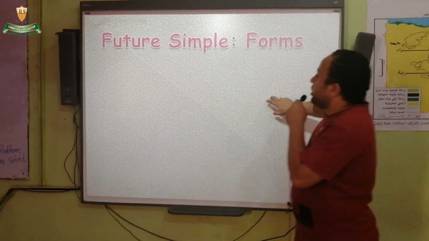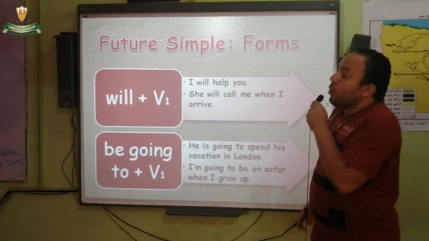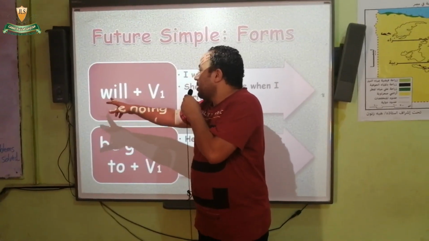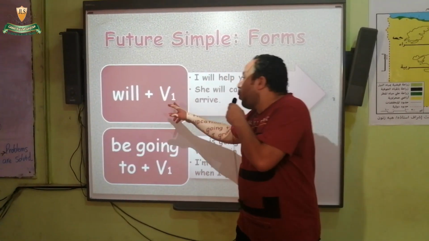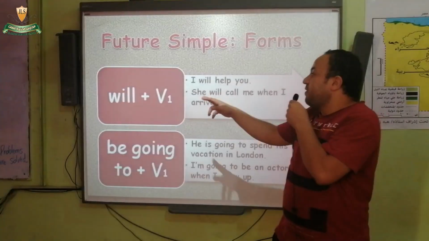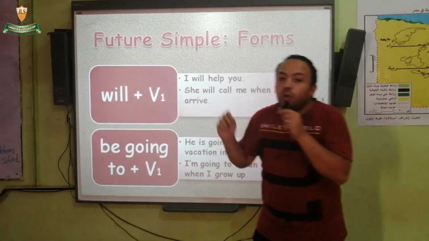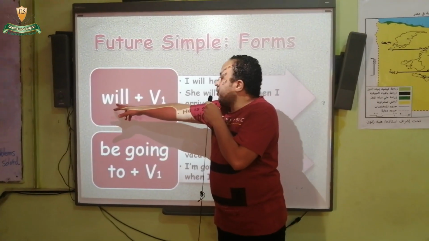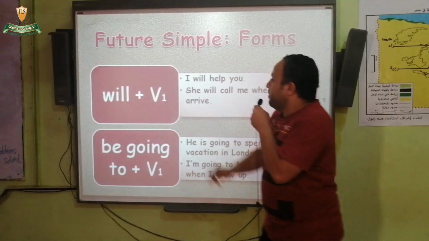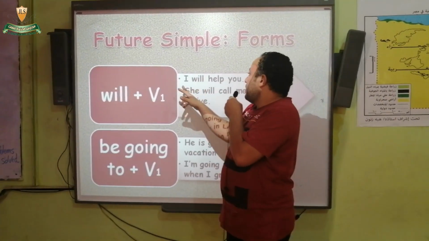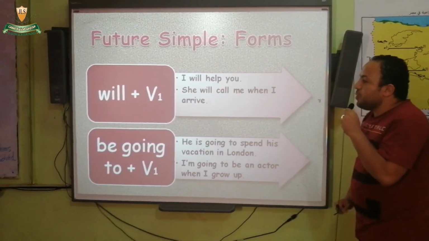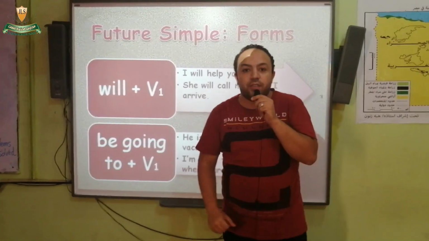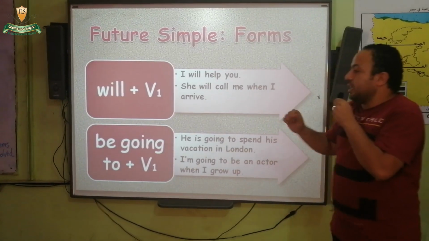This is the future simple form. We have two forms. The first one is will plus V1. What is the V1? The verb in the first shape, or we call it the infinitive. So the first form is will plus infinitive. For example, I will help you. She will call me when I arrive. So the first form is will.